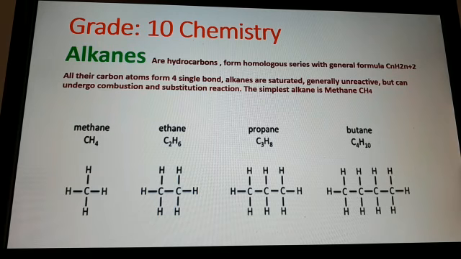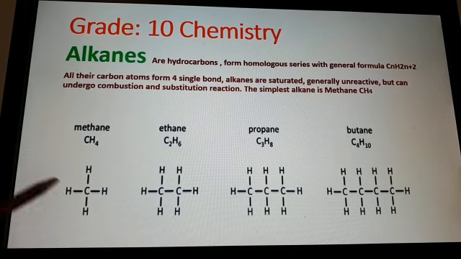Alkanes are hydrocarbons that form a homologous series with the general formula CnH2n+2. All their carbon atoms form 4 single bonds. From here down you can see that all the carbon atoms form single bonds with hydrogen. And alkanes are saturated hydrocarbons and generally unreactive, but they can undergo combustion and substitution reactions.